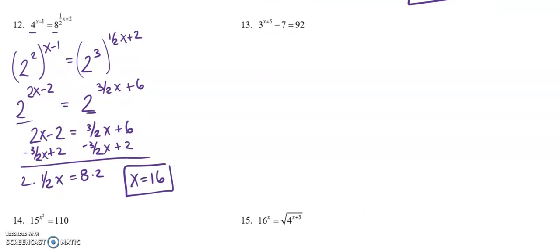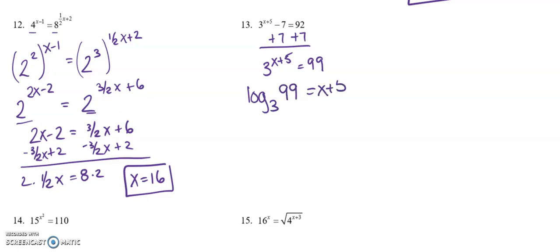Number 13, not written perfectly in exponential form, so we need to get it there first. Add 7 to both sides. That gives us 3 to the x plus 5 equals 99. Now, do we have 3 to a power to get us 99? Nope. So we cannot write them in the same base, but we need to rewrite it as a log. Log base 3 of 99 equals x plus 5.